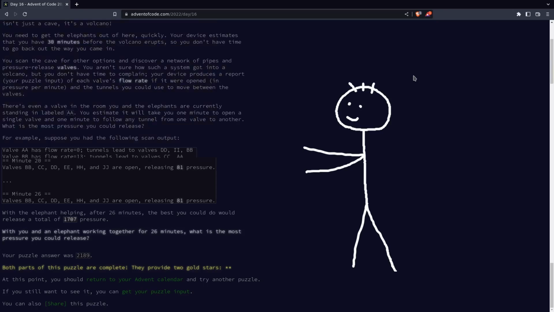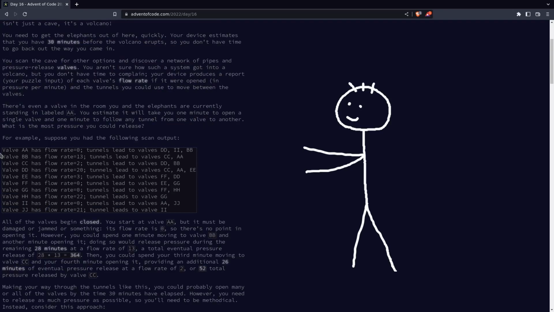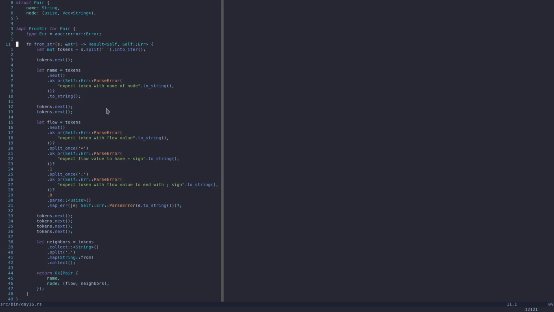So the puzzle input looks pretty weird, like it's a lot of text, and the idea is that we have the name of the first chamber and then how much pressure it can release in 1 minute and to what other chambers it leads to. So we can easily build a graph from this structure. So to the source code.